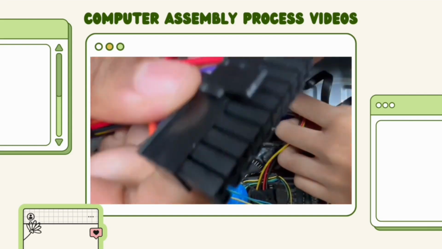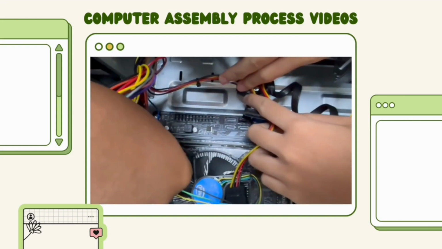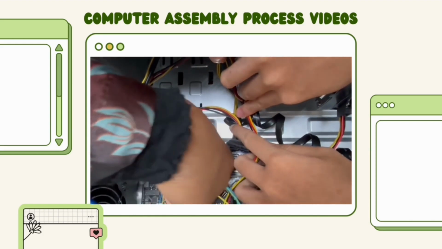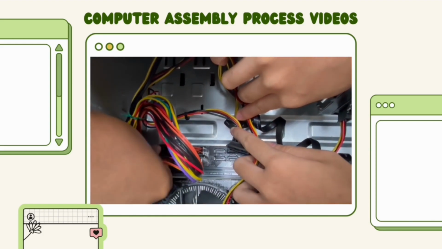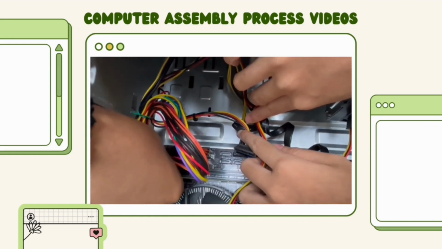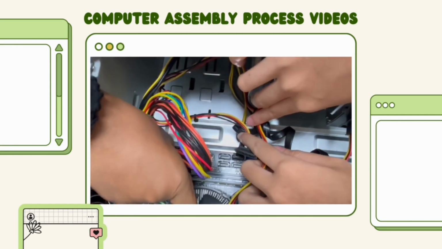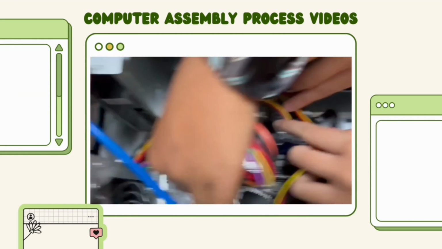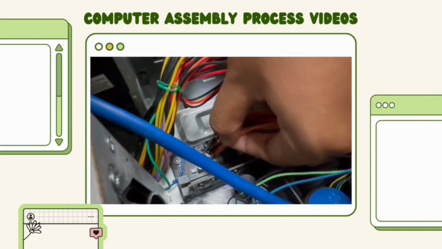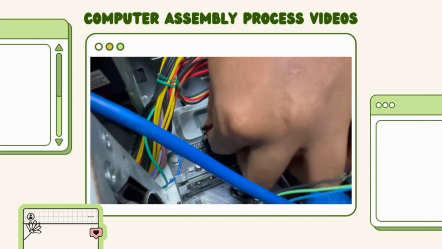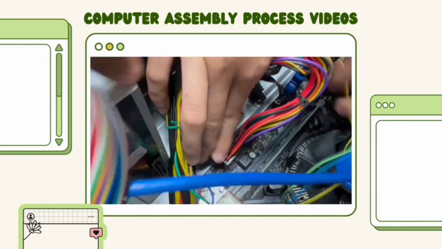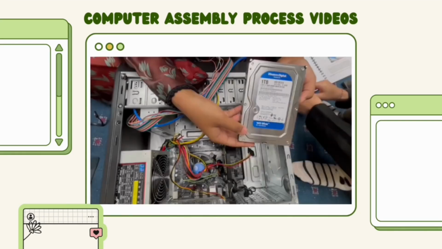Connect the motherboard power cable. The 24-pin ATX cable is the main power connector for the motherboard. Insert it into the large socket on the motherboard. Then connect the 8-pin CPU power cable to the CPU power socket on the motherboard. This provides power to the CPU.